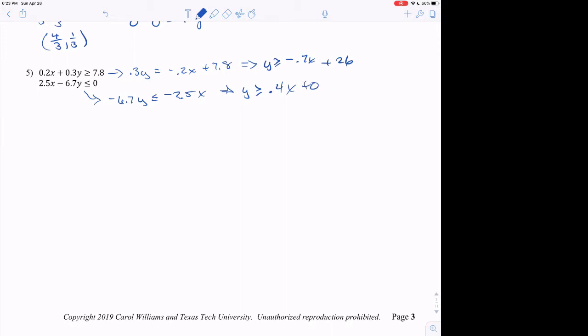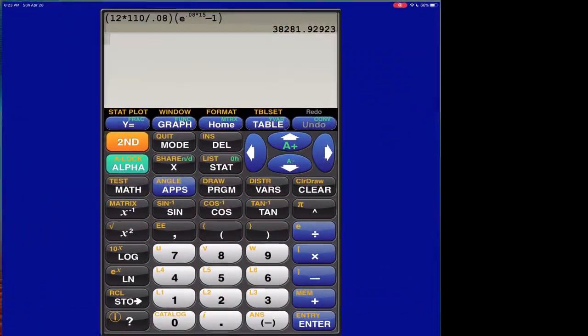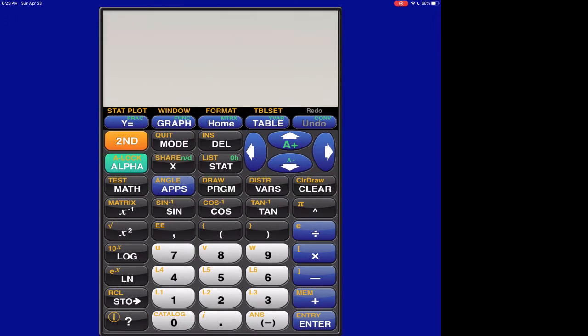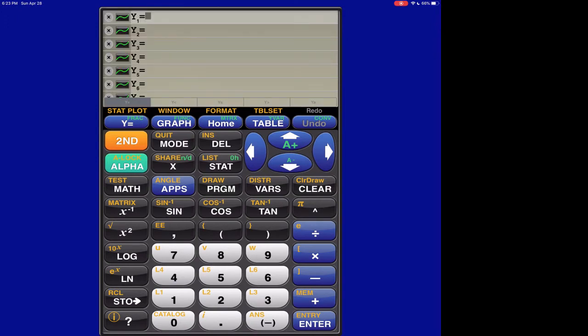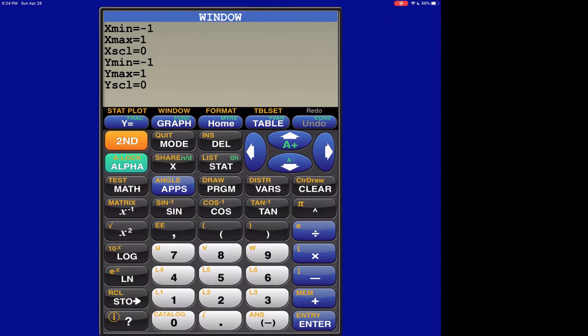Now, to put this in your calculator, you're going to hit y equals. You're going to type your equation in there, so that's going to be negative 0.7x plus 26. That's going to be in your first. Then here you're going to have 0.4x. Then you're going to graph, and it's not doing what I need it to.